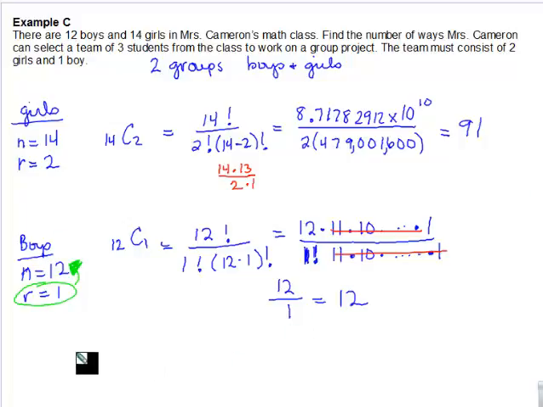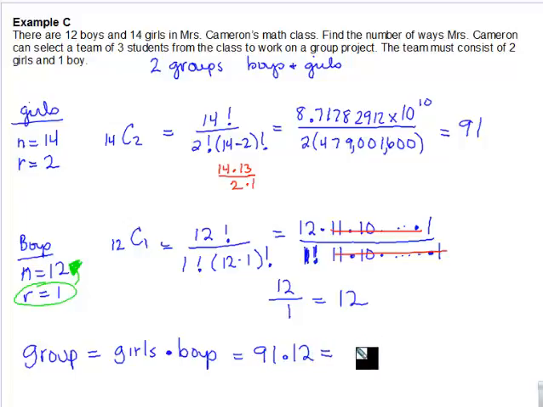Okay, so now I need to figure out how to pick the group. I take the girls times the boys. So that is 91 times 12. So there are 1,092 ways to create a group of 3 with 2 girls and 1 boy from this classroom.